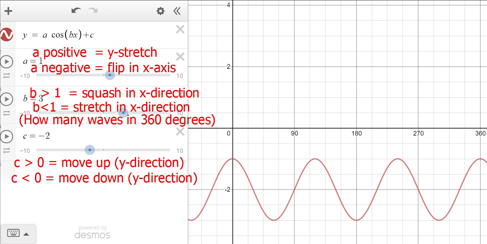Now I'm going to do a separate video where I actually do some examples of sketching a graph using these transformations, but that shows you, using this little tool, we can see all those different things happening and we can get a feel for how they look on the graph. And you can play around with this, you can have a go with this yourself.